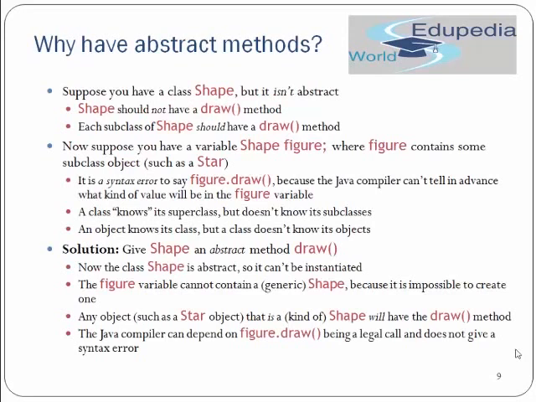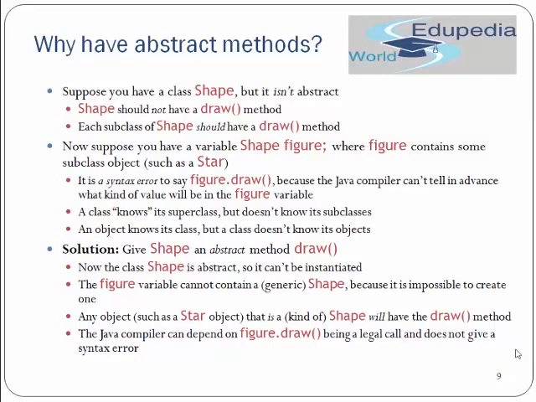Okay. Now why do we have abstract methods? Suppose, for example, you have a class Shape but it isn't abstract. Shape should not have a draw method. Why so? Because draw is not actually defining anything. It is just saying that it needs to draw something, but what, we don't know. Each subclass of Shape should have a draw method, for example, Oval, Rectangle, because there we actually know what to draw.